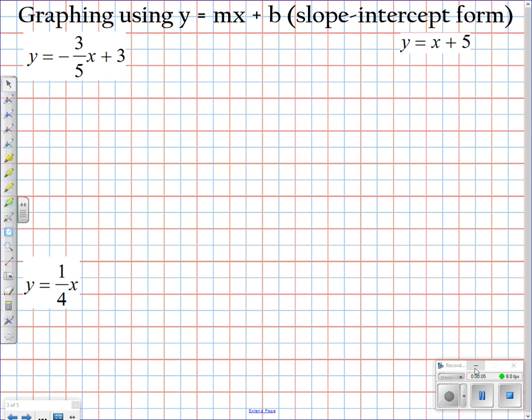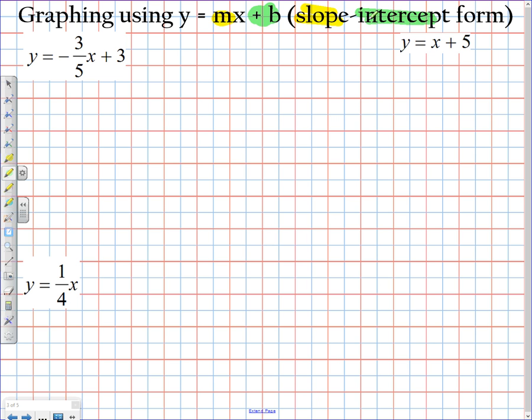Okay, in this video, what I'm going to show you is how to graph equations using the y equals mx plus b form. That is the slope-intercept form, and the reason why it is called the slope-intercept form is because within the equation you should be able to find the slope. This is the slope, and this is the y-intercept. So that's why they call it slope-intercept form.